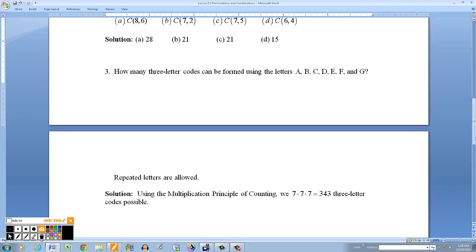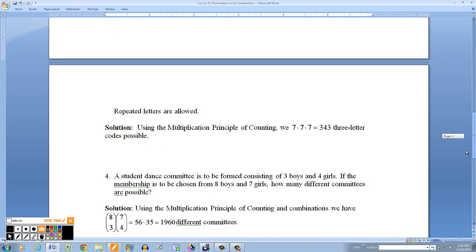Go to the next one. A student dance committee is to be formed consisting of 3 boys and 4 girls. If the membership is to be chosen from 8 boys and 7 girls, how many different committees are possible? Okay, so using the multiplication principle of counting and combinations, we have, to start off with, in how many ways can we select the boys, and for the second one, in how many ways can we select the girls.